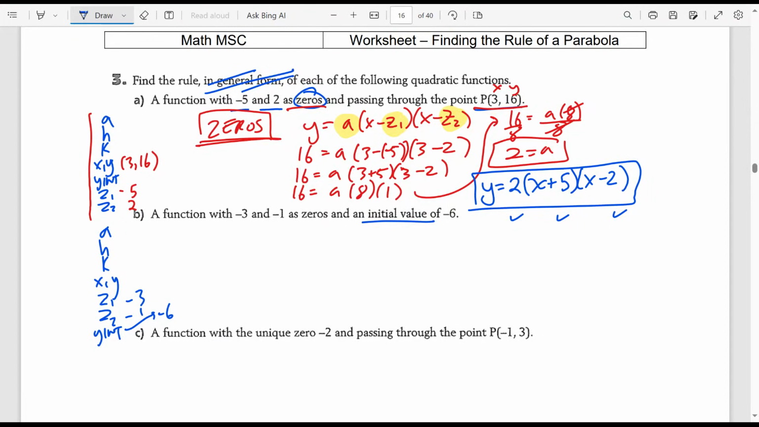So on this one, initial value, another phrase for this is the y-intercept. What do I know about the y-intercept? I know that my x is 0.